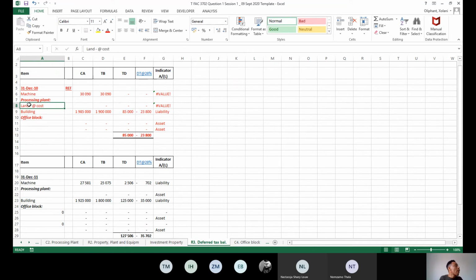What was the cost for land? Give me the figure quickly. I don't have the question in front of me. I don't think I remember correctly. What was the figure? What was the cost for land? I think land was R1 million. Land was R1 million. Okay, that was land, and then there's no tax base for land. Okay, fine.